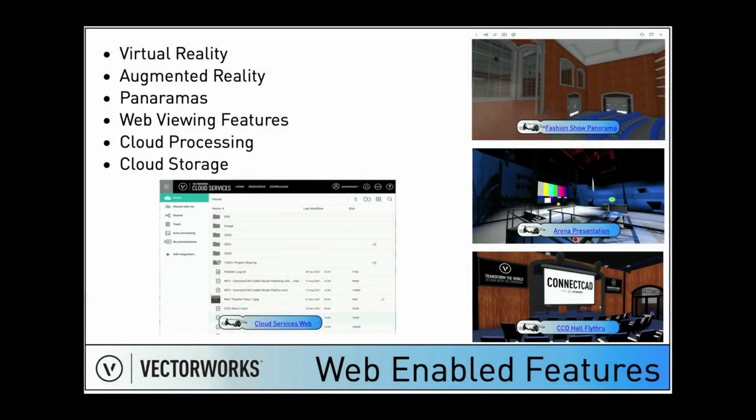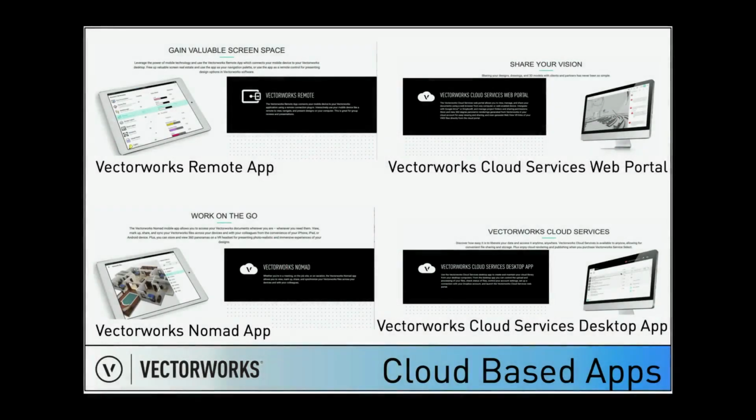Well, hopefully that gave you a few ideas about how we can use the Vectorworks modeling tools for entertainment. And if you'd like to look into the Vectorworks cloud services, there's a lot where you can take these models to the next level with virtual reality, augmented reality, panoramas, some cloud processing, cloud storage when you're doing some high-end rendering. Save a lot of time by using our servers to process. And some cloud-based apps. There's the Vectorworks remote app, the cloud services web portal, Vectorworks Nomad app, and the desktop app for cloud services.